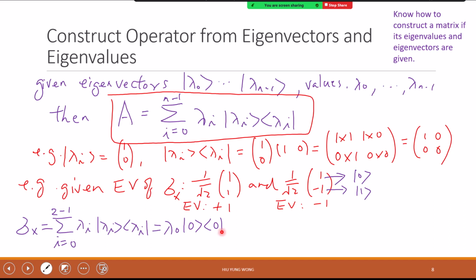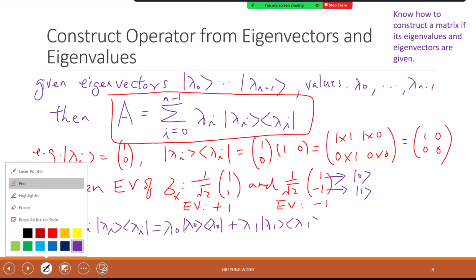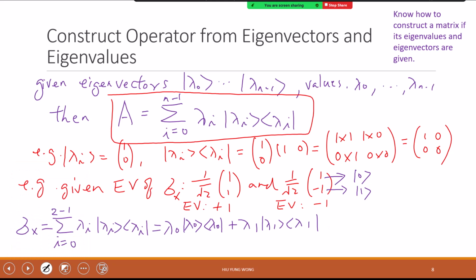Okay, so if I do this, I will confuse you. I should better just say lambda 0 instead of 0, because you will think that is the eigenvector of sigma z. So I need to be clear here. Lambda 1, lambda 1, lambda 1. Is this okay? I just substitute i with 0 and 1. So what is lambda 0? Right, lambda 0 here is plus 1.